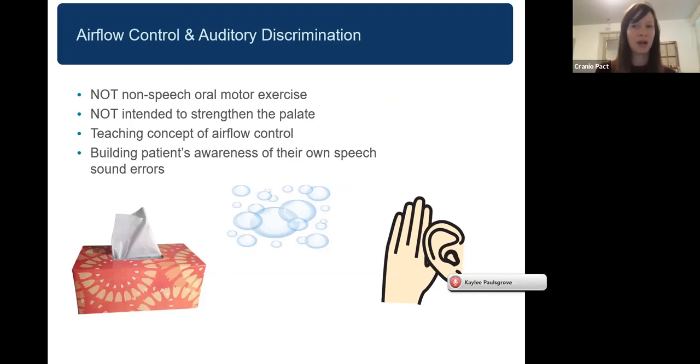What we're doing when we're having the child listen to our speech sounds or practice putting air in their mouths while blowing is we're teaching them what we mean by airflow. If we said that our airflow starts with our lungs, sometimes kids need to be taught what that is. And so they'll blow on their hands or they'll blow a bubble in order for them to see and understand what we mean by airflow. It really is all about building the patient's awareness of their own speech sound errors and their own speech mechanism.